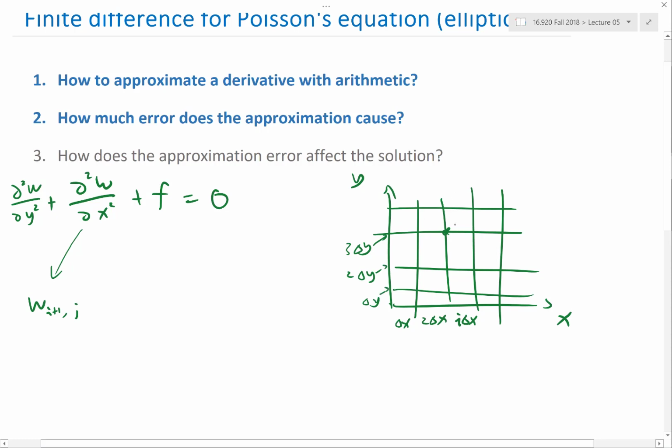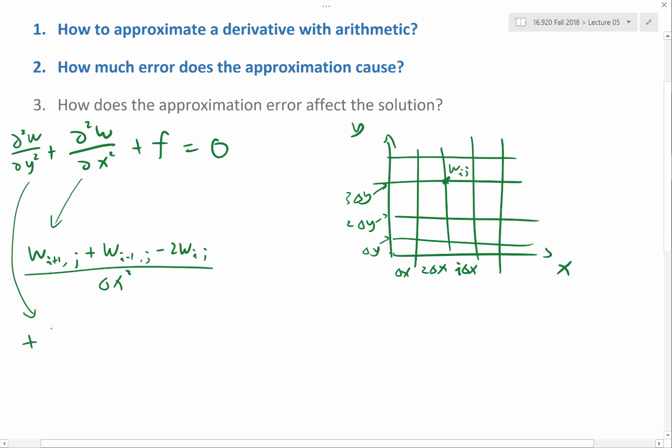So this is going to be w_ij. The second derivative is w_i+1 plus w_i-1 minus 2w_i, but I always copy the index j. And now the derivative in y is going to be w_ij+1 plus w_ij-1 minus 2w_ij divided by delta y squared, plus f_ij equal to 0, right? So f_ij is the value of my function f at i and j.